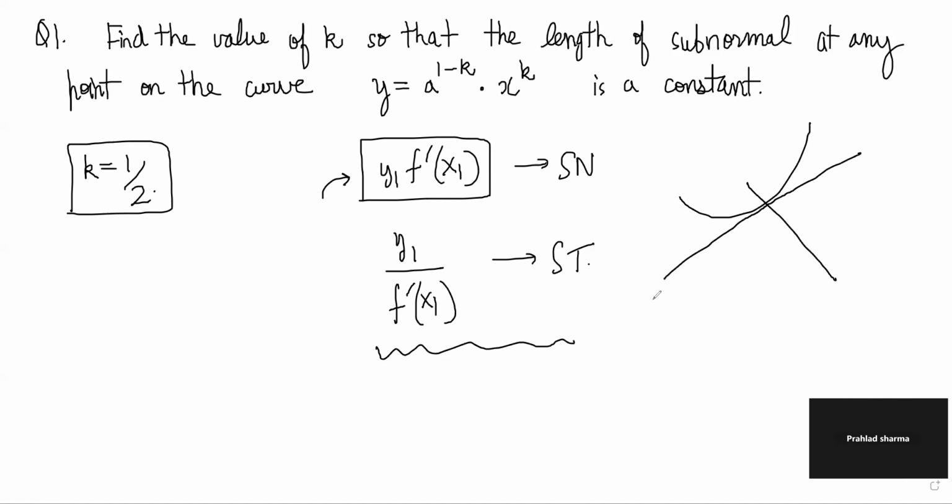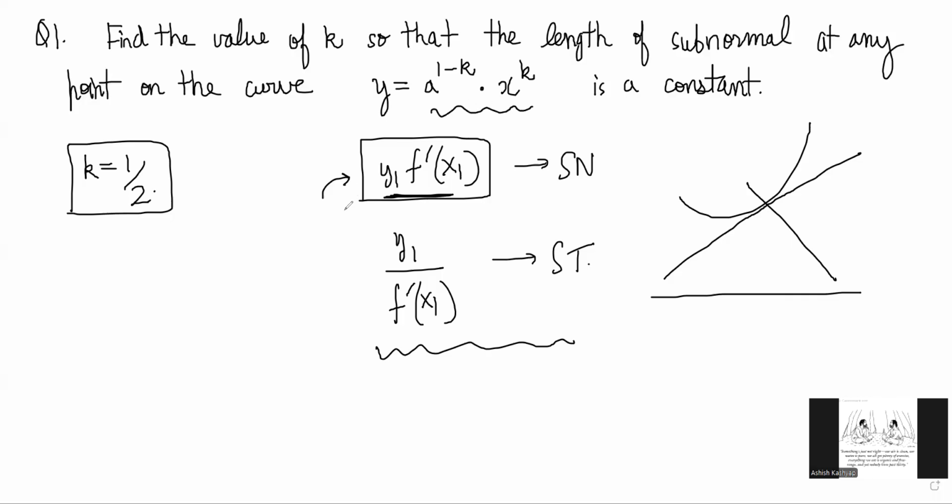Yes, sir. And if subnormal is supposed to be constant, then this part, which depends on y1 and x1, has to become a constant, right? So it should not depend on x1 or y1. Correct? Yes, sir. When you take the derivative here, it should be such that the value of the subnormal does not depend on the coordinate of the point P. Then only it can be said to be constant. Otherwise it will keep changing with different coordinates, right?